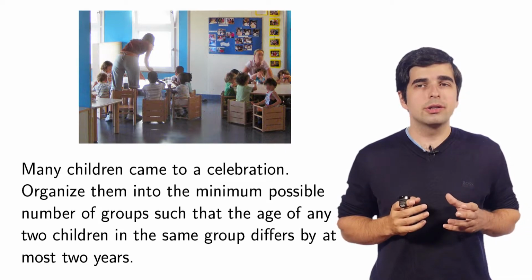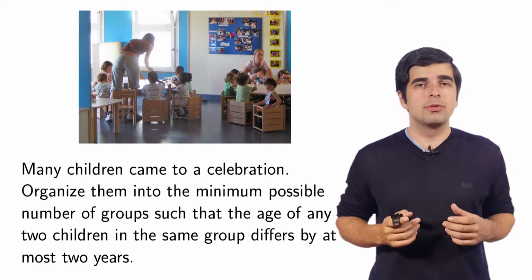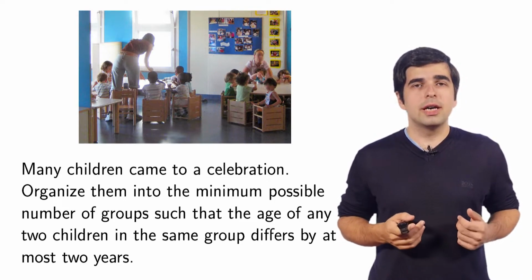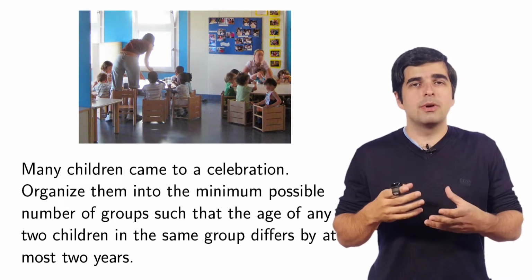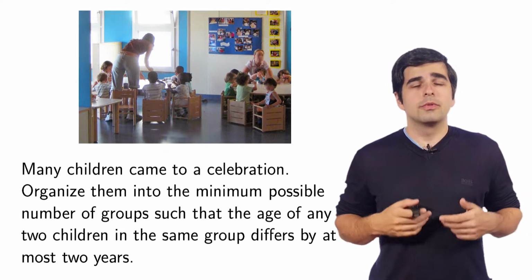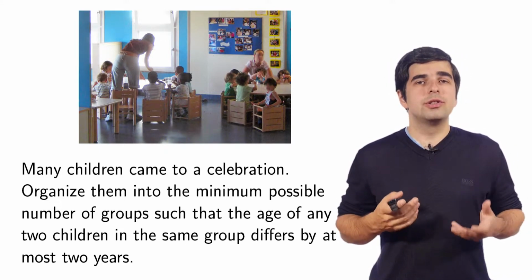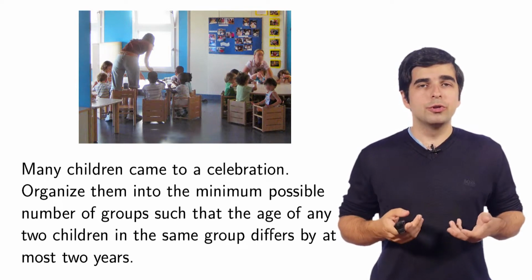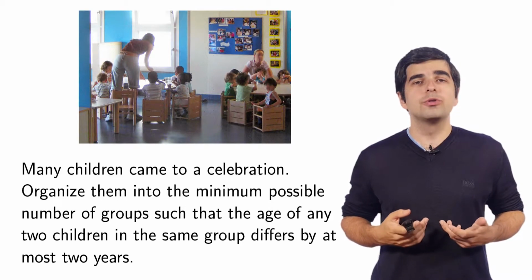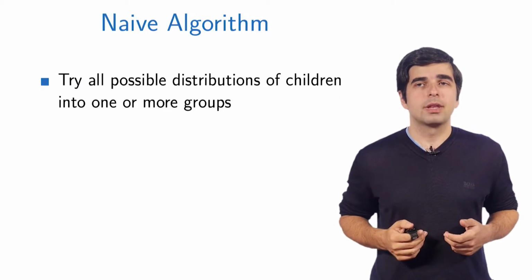So you want to organize them in the minimum possible number of groups, because for each group you need an adult to supervise this group, and you want to minimize the number of adults that have to be doing that. So all in all, the problem is to organize the children into the minimum possible number of groups such that any two children in the same group differ by at most 2 years of age.